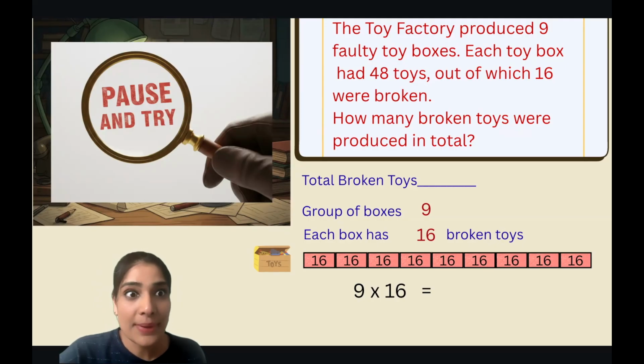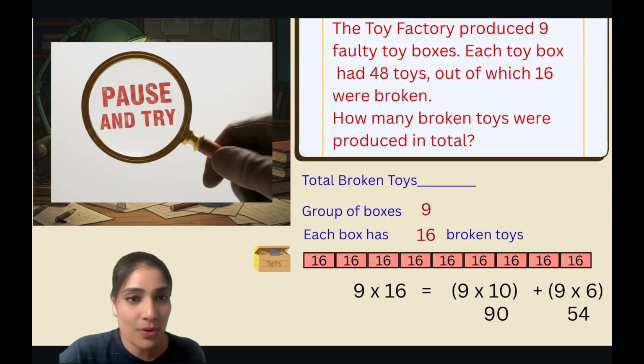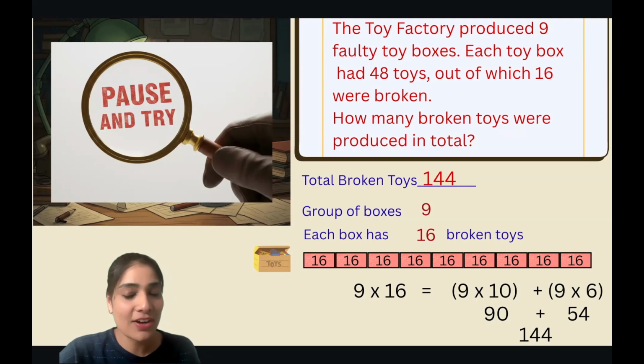Let's use our break, share and add spell that we learnt in our previous video. The 16 can be easily broken down into 10 and 6. And we'll share the power of 9's multiplication with both 10 and 6. And the big multiplication problem reduces to 2 small problems. 9 times 10 plus 9 times 6. So 9 times 10 is 90. 9 6s are 54. Now we add 90 plus 54 is 144. So total broken toys are 144.